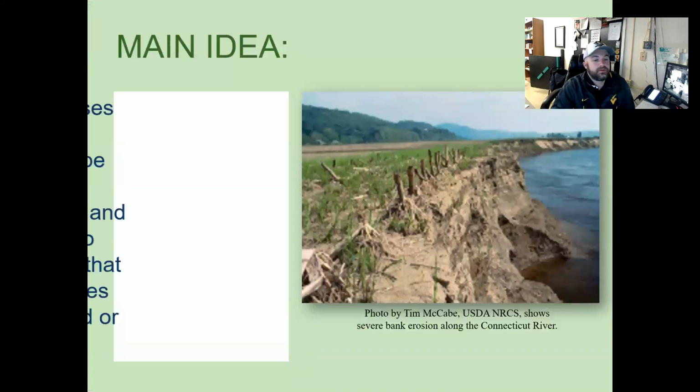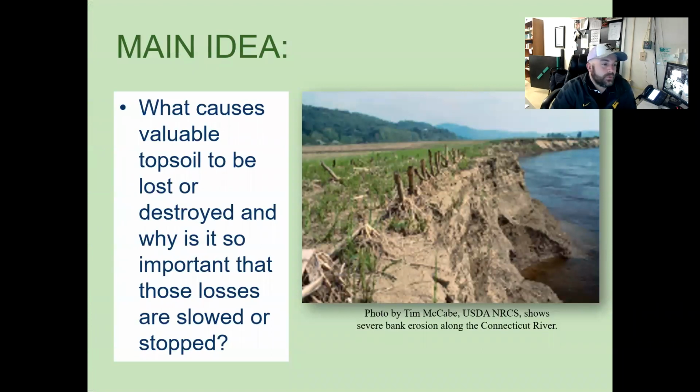Today we're going to talk about understanding soil erosion and degradation. So, what are we talking about here? What causes valuable topsoil to be lost or destroyed, and why is it so important that those losses are slowed or stopped? If we take a look at the picture on the right, we see some erosion happening along a bank along the Connecticut River. So, we're going to get into this a little bit.